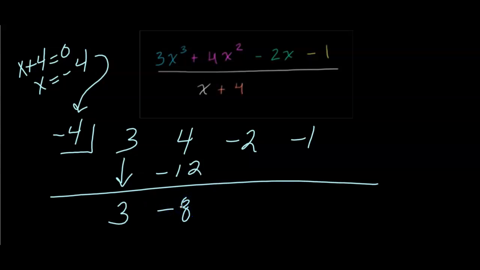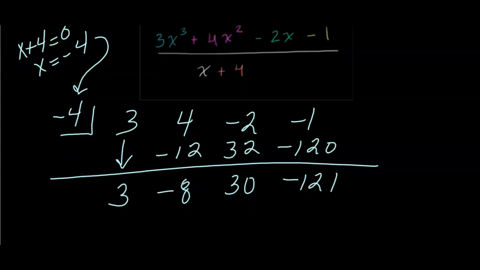And then we're going to take our -4 times our -8, and we get a positive 32. Add these together, and we get 30. And then -4 times 30 is going to give us -120. Add these two together, and we get -121. So you just multiply on the diagonals, and you add on the verticals.